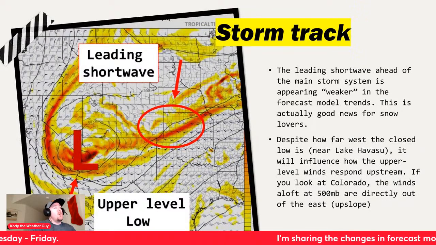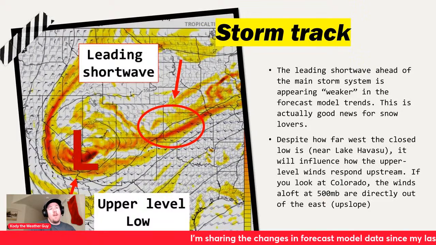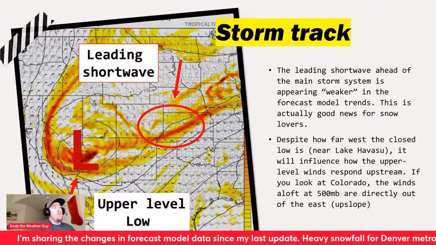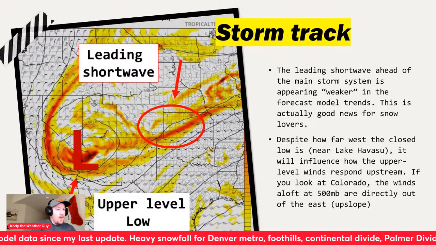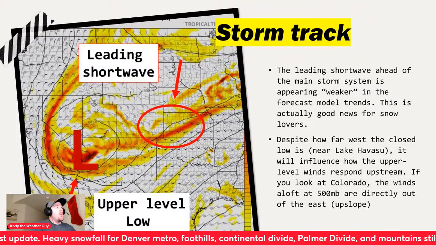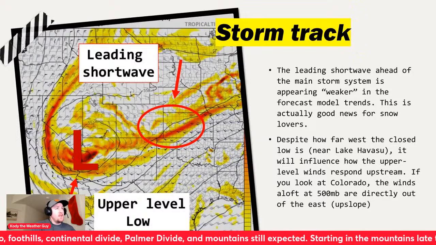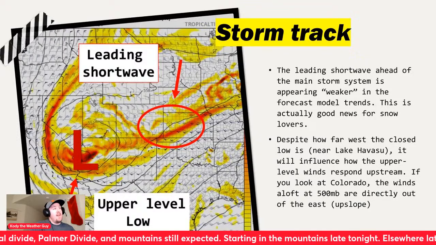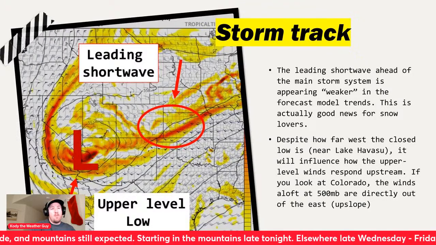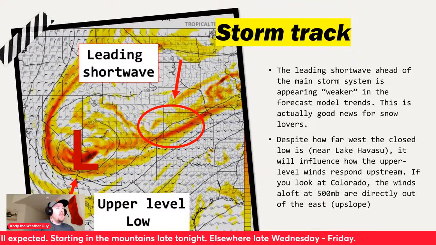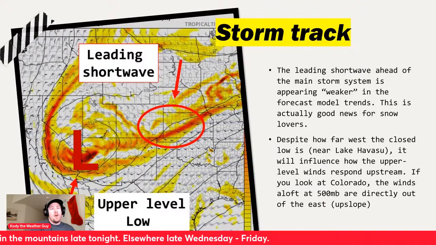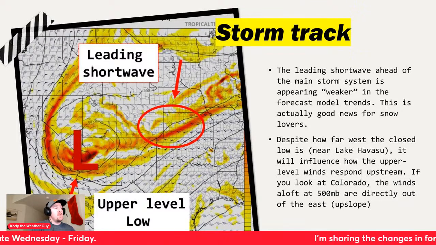Okay. Storm Track. So there are two main pieces of energy that we're looking at and that we're talking about here. So this lead shortwave, which is going to start spreading snow into the mountains tonight and into the day tomorrow, Wednesday, originally had a much bigger influence on this storm yesterday. Today, not so much. So this leading shortwave that I have circled here in my red oval is actually appearing weaker in the forecast models today than it was yesterday. This is really significant, and this is great news for snow lovers.